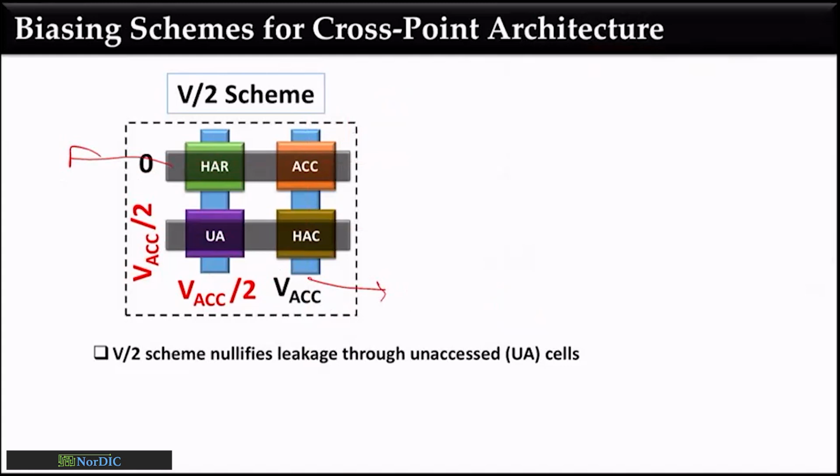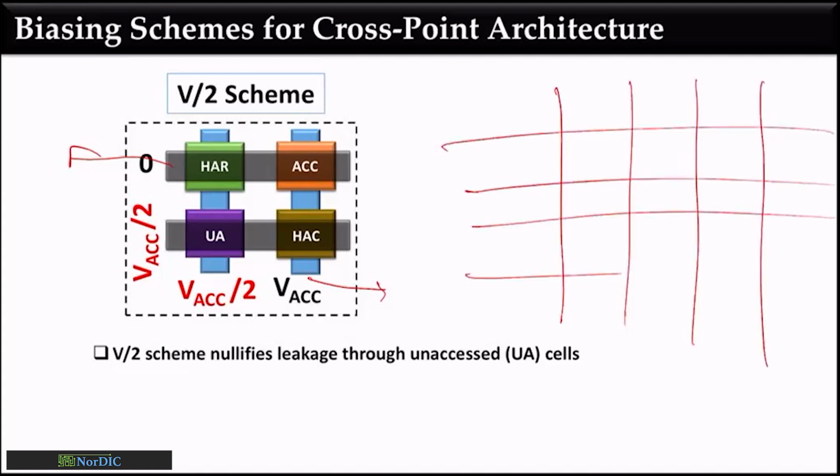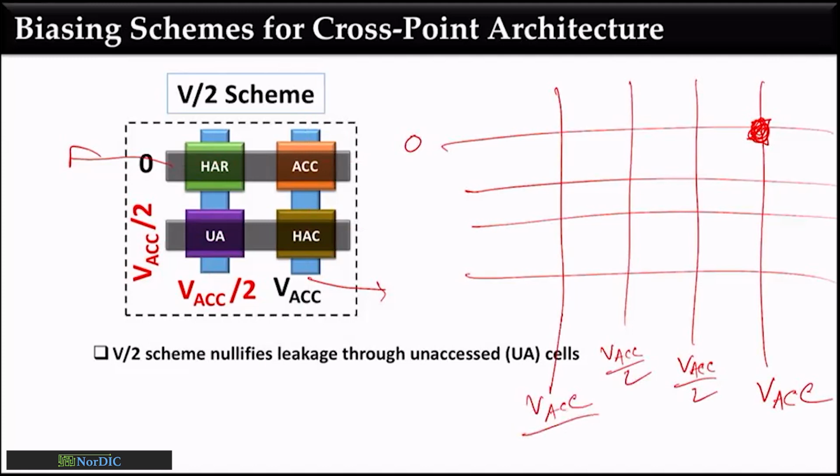Now, for all the other cells, let me just draw something right here. These are horizontal lines, these are vertical lines. You want to access this particular cell, say. You apply V access to it and 0 to the other line that connects to this cell. So you have V access in total. Now, all the other columns will have V access over 2, half of V access, and so on. And all the other rows will have V access over 2 as well.